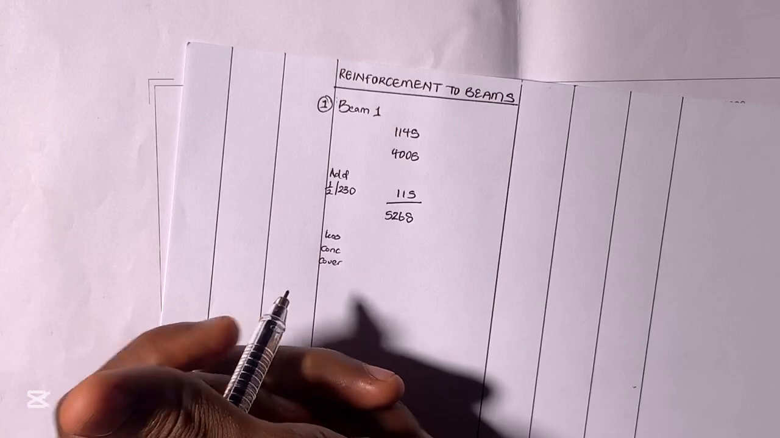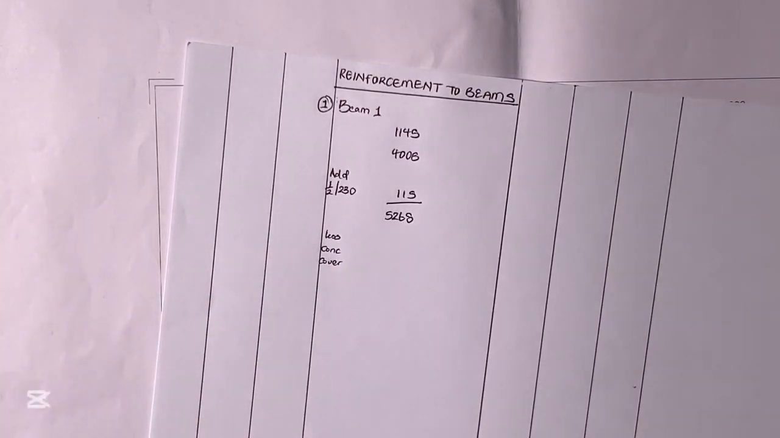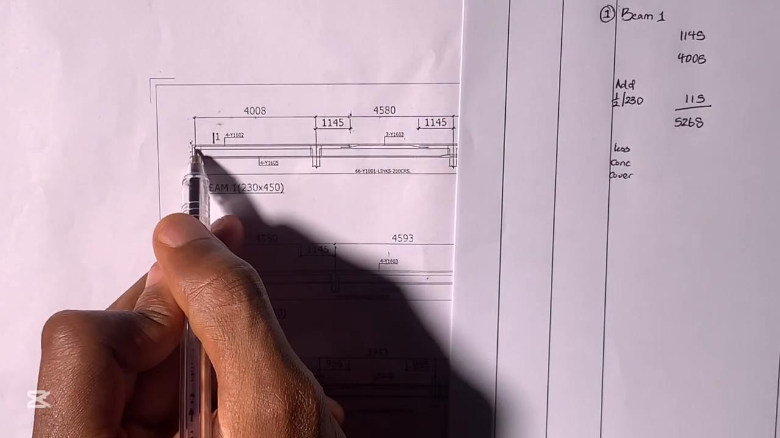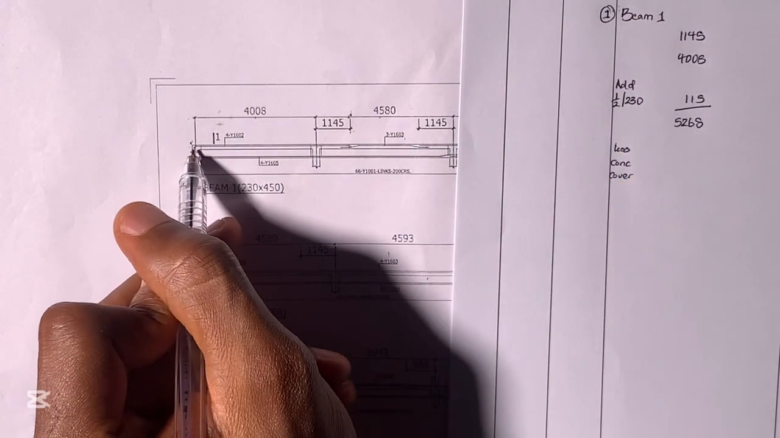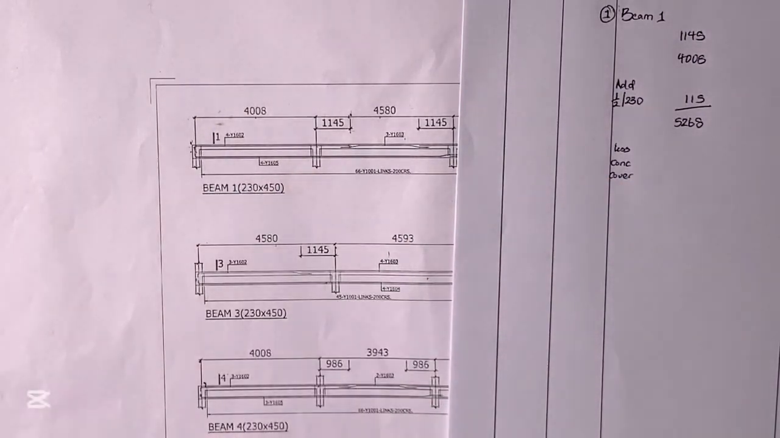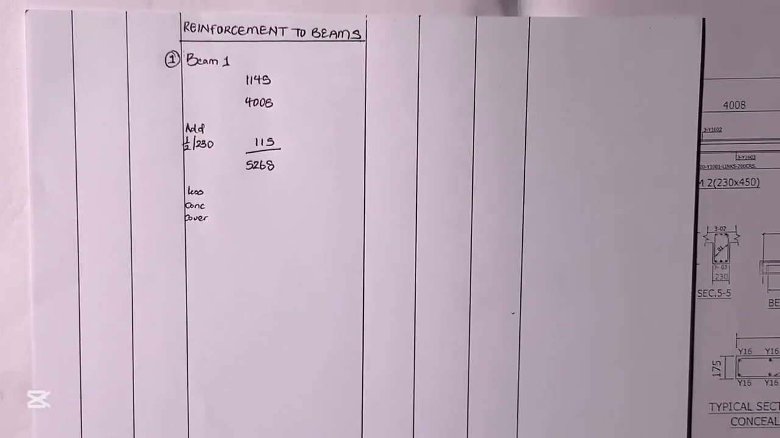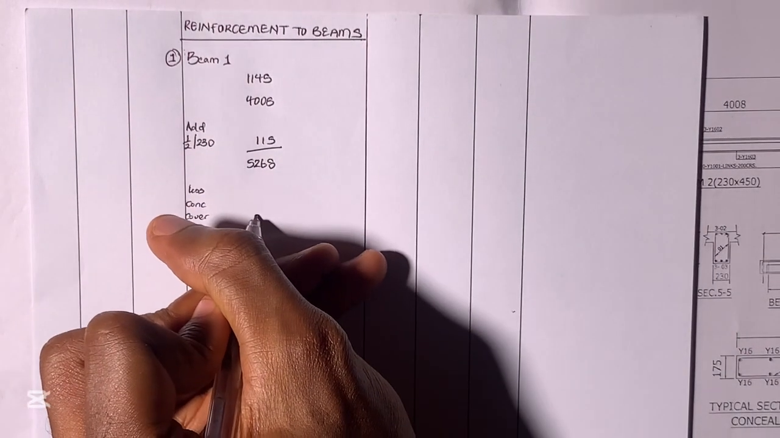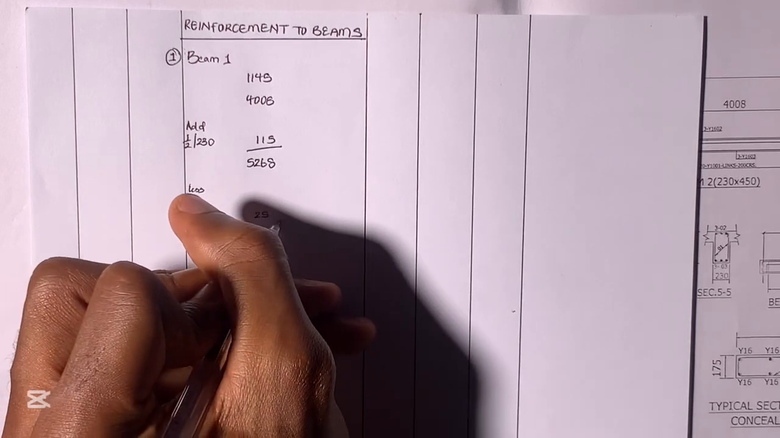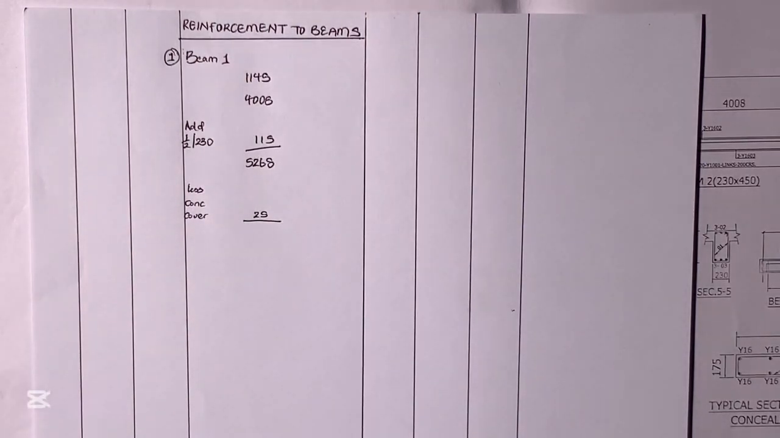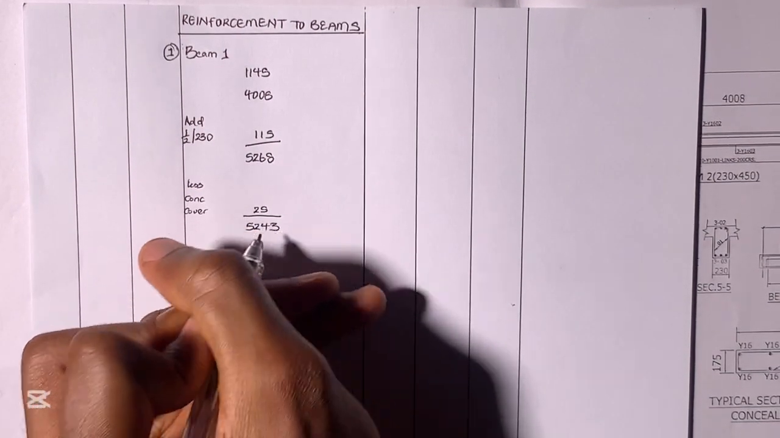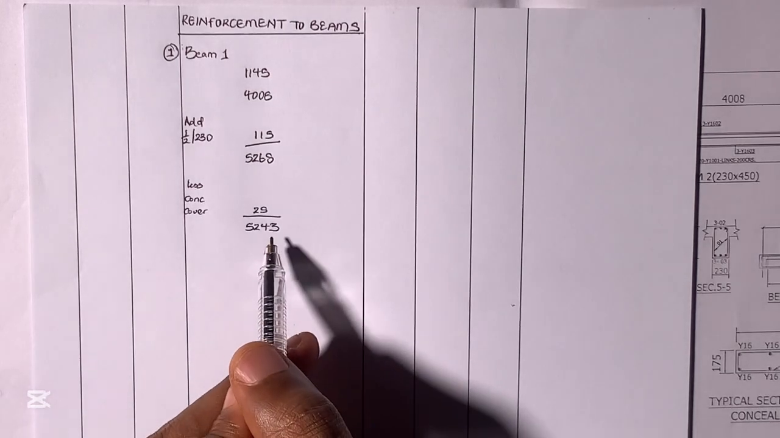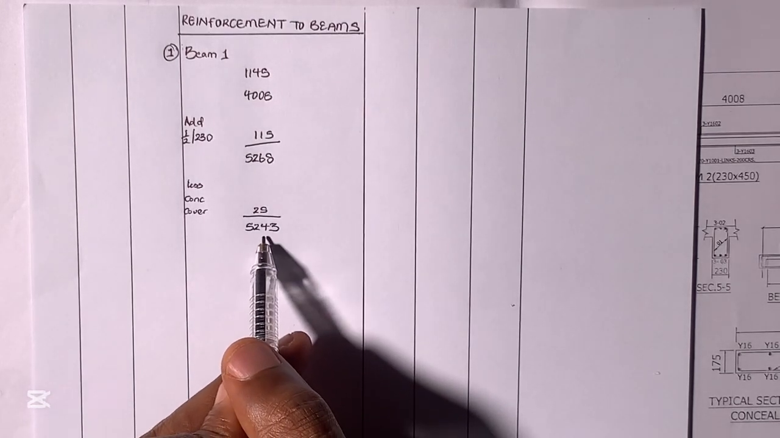So now the concrete cover is going to be for one side, which is the concrete cover at this point here, because the reinforcement does not extend to the other side. So it is only one concrete cover we're going to be minusing. So now let's take the concrete cover, which is 25. When you minus it, you're going to be having a total of 5,243. So now it means that 5,243 is the length of the straight bar.